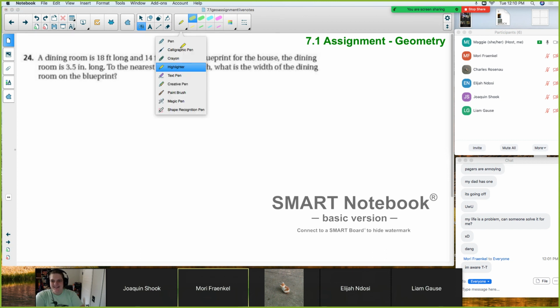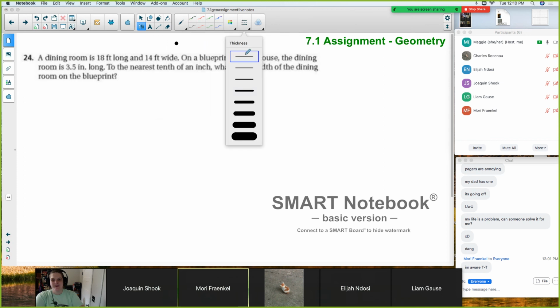All right. So moving on, whoops. Oh my gosh, a calligraphy pen? I am so doing that in the next one. Okay. I did not even know that was a thing.